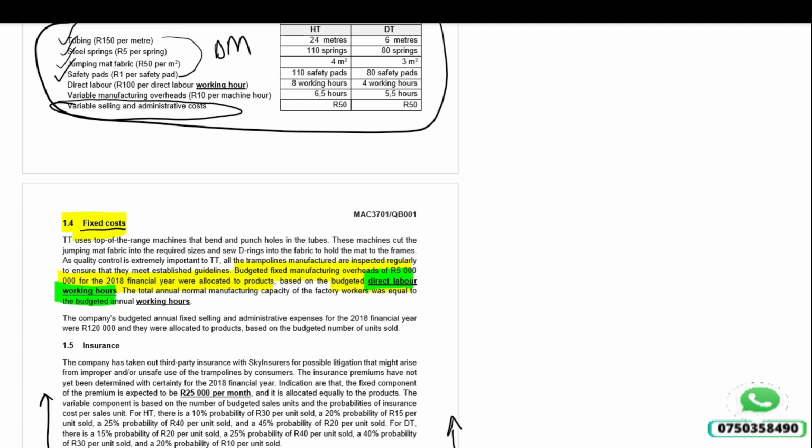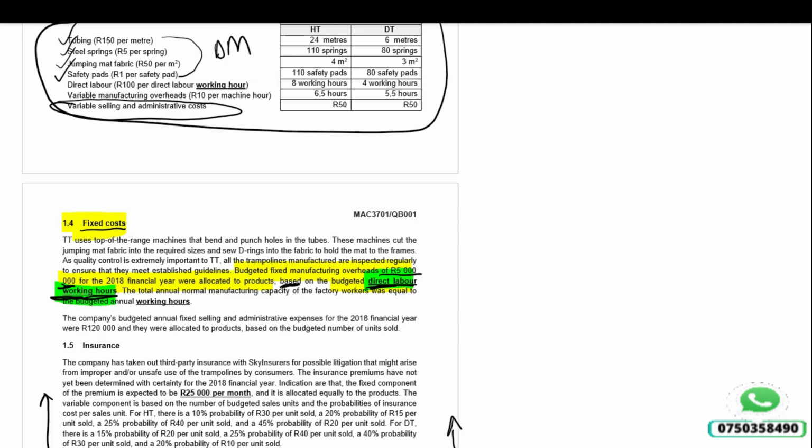What they're simply saying is this: we must use direct labor working hours as a basis to allocate the total fixed cost. Remember that we were given one amount for the fixed cost, which is 5 million, but we need to separate this 5 million between the two products. And the basis for doing that, they said we must use direct what?